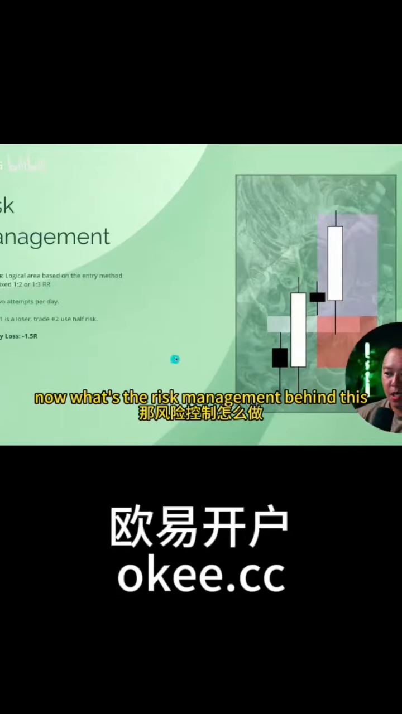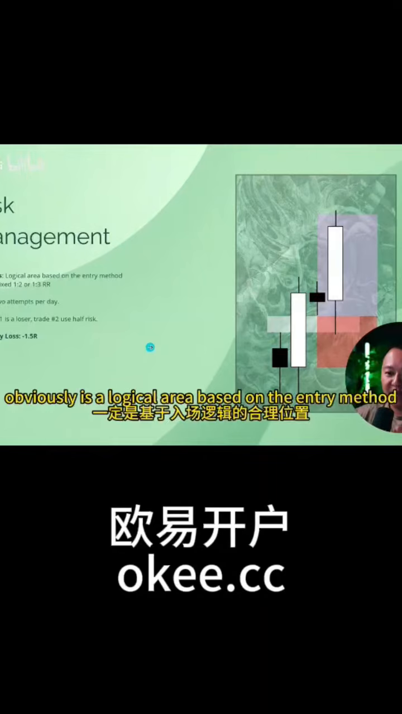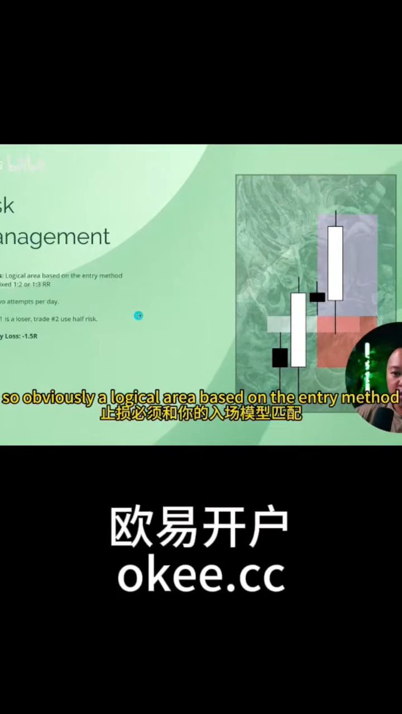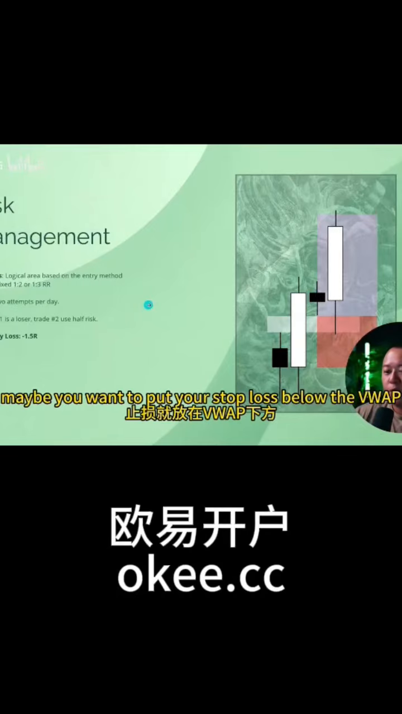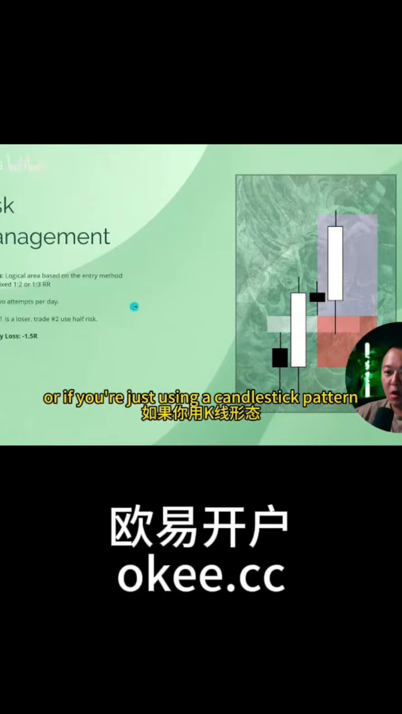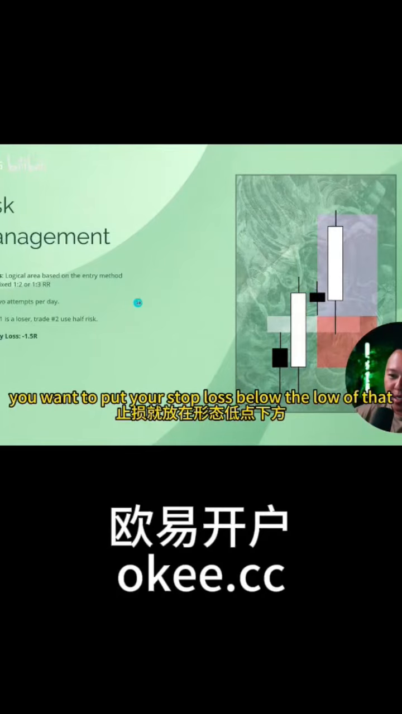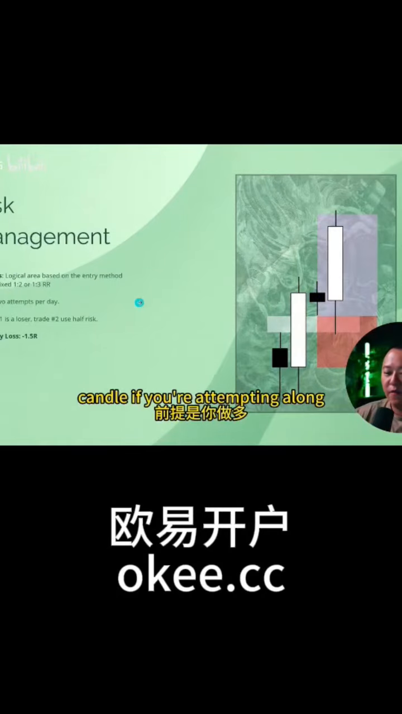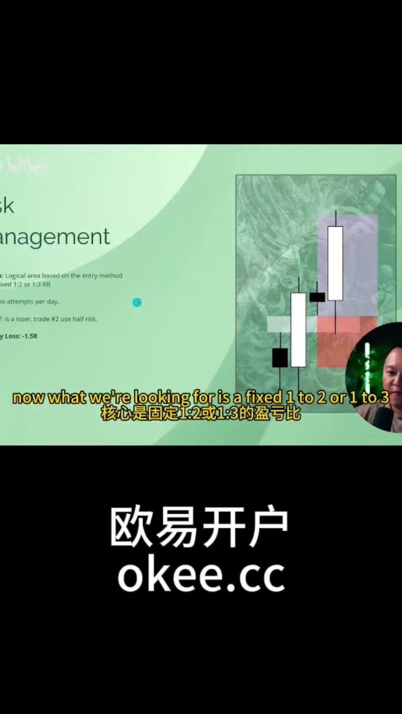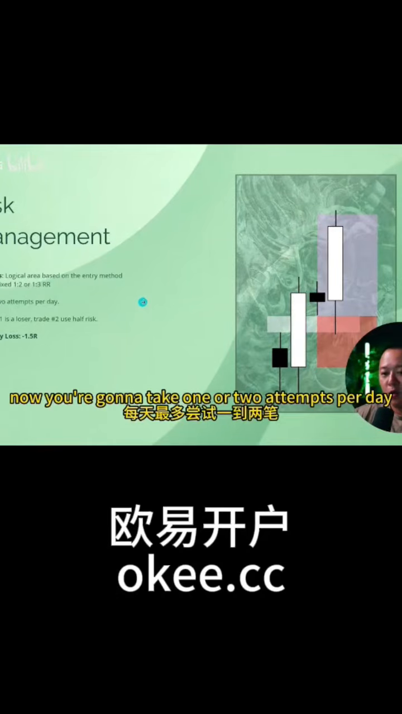Now, what's the risk management behind this? So stop loss obviously is a logical area based on the entry method. If you're using VWAP, maybe you want to put your stop loss below the VWAP. Or if you're just using a candlestick pattern like an engulfing candle or a pin bar, you want to put your stop loss below the low of that candle if you're attempting a long. Now, what we're looking for is a fixed 1 to 2 or 1 to 3 risk to reward. Now, you're going to take 1 or 2 attempts per day.